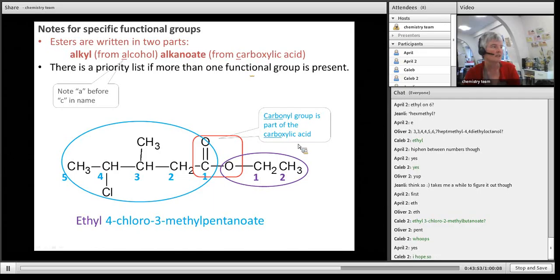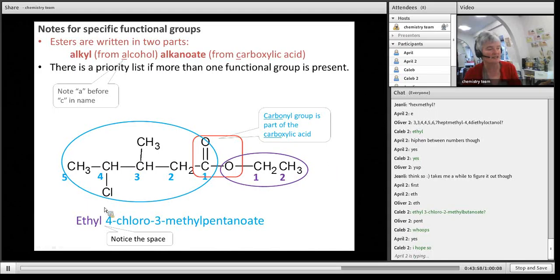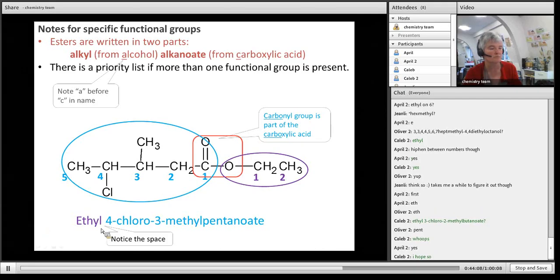Yep. Okay. Right, and there's a space. So esters have the space. It's to show there's this break over here. So this is not directly connected to that. It's connected by this oxygen, and that's why we have that space.